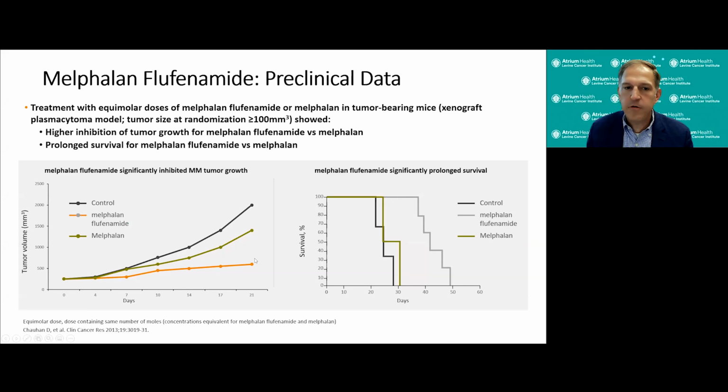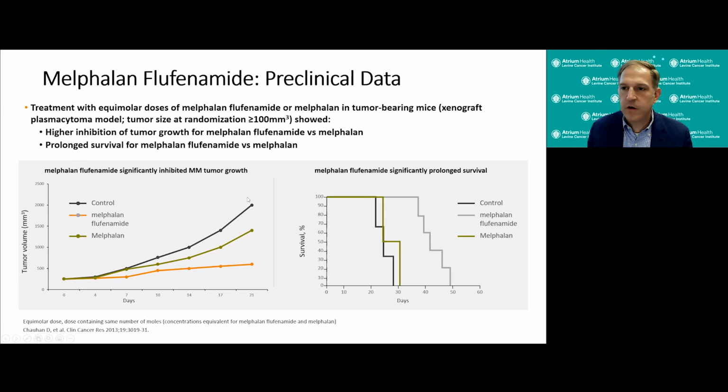This is some more laboratory data. This is mouse models of multiple myeloma. So they took human myeloma cell lines and engrafted them into mice, and they were either treated with control or placebo, Melphalan Flufenamide, or just regular old melphalan. And then they watched the size of the myeloma tumors grow over the course of time.